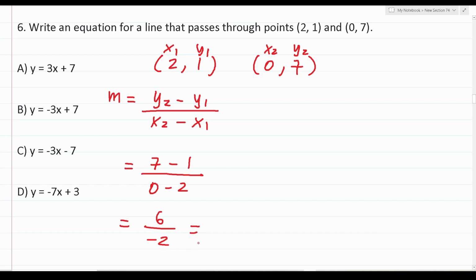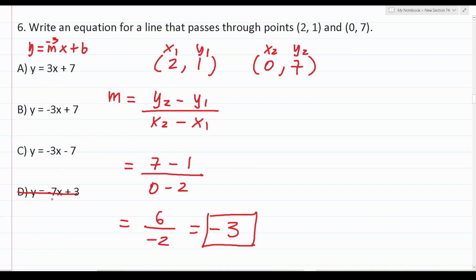6 divided by negative 2 is negative 3. So the slope of our line is negative 3. Well, all of our answers are written in this form, y equals mx plus b. And we can see our m is negative 3. So all the answer choices where m is not negative 3 are incorrect.